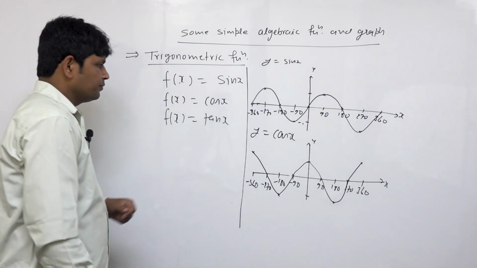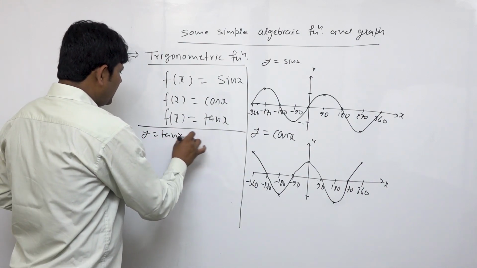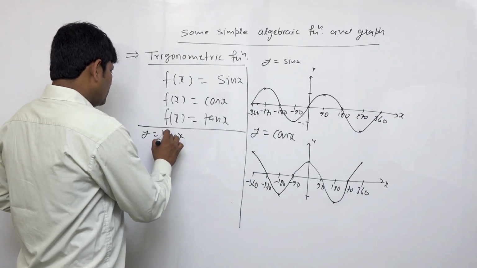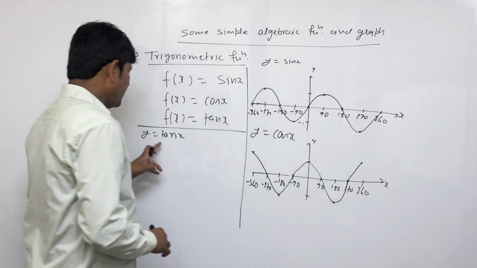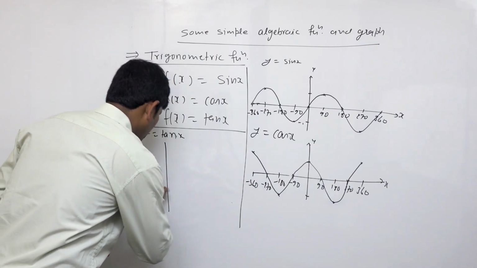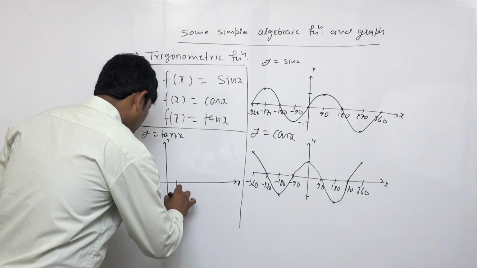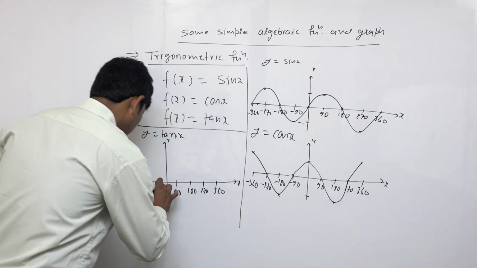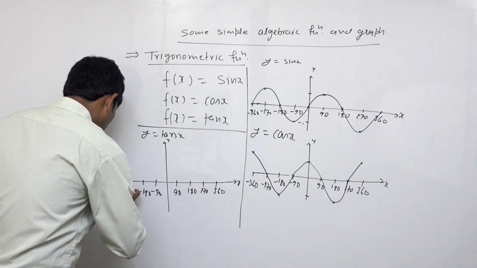But what is the graph of tan? y is equal to tan x, but tan x is periodic in 180 degrees. The sin and cos graphs are continuous, but tan x is a discontinuous graph. It is not continuous. So you can understand the nature of the graph of tan x. This is y, this is x, this is 90, 180, 270, 360, minus 90, minus 180, minus 270, minus 360.